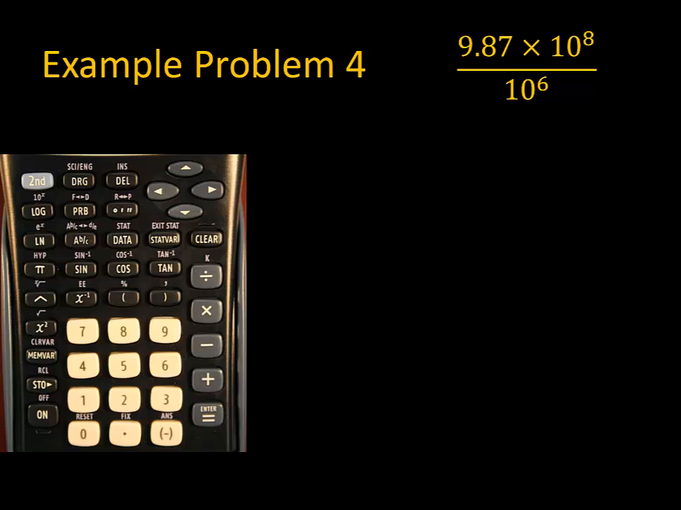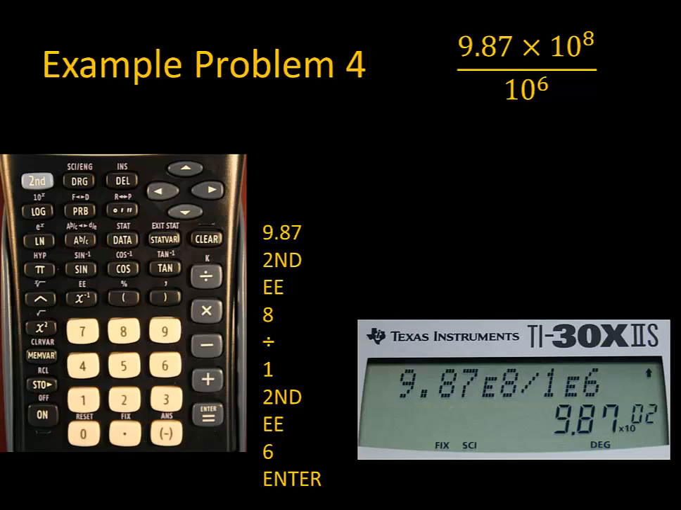Okay, let me step through the problem here. 9.87 second EE 8, divided by 1 second EE 6. That may differ from what you had. Enter, and the answer is 9.87 times 10 to the second.